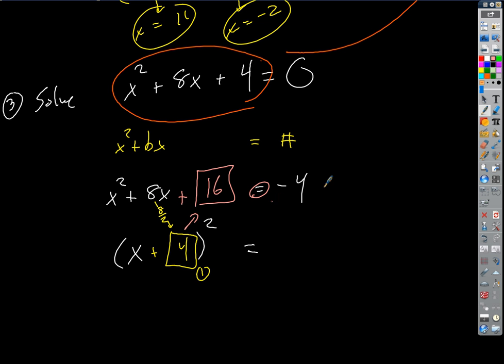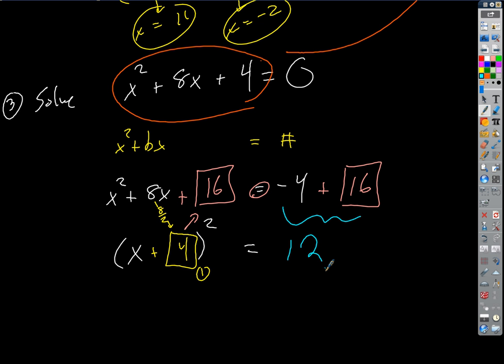Add 16. Good. Okay, and so now, what do I end up with on the other side? I had a -4 to start with, but I had to add 16 to both sides to create my perfect square. So what do I end up with over here? 12.